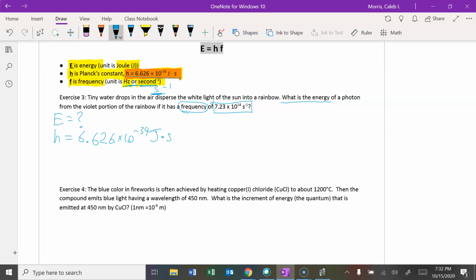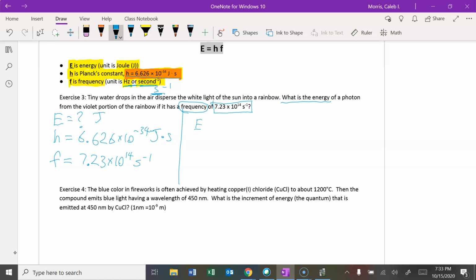So E equals h, and then we've got f, which stands for frequency. The frequency is given here as 7.23 times 10 to the 14th inverse seconds. Okay, so just know that seconds and inverse seconds are going to cancel each other out. They're going to go away. And what we will be left with in the end is energy units that come from this. Energy units of joules, to be exact. So our energy is going to be in joules. Now let's set it up and solve the equation.